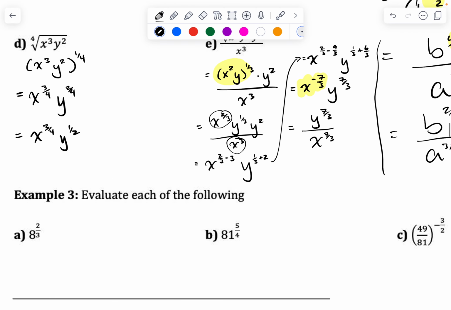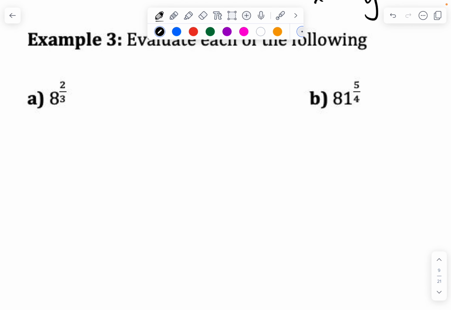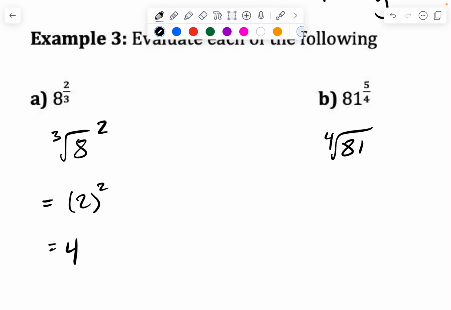All right, let's do some evaluating with these rational exponents. So 8 to the 2 over 3, that means the cube root of 8 squared. So cube root of 8 is 2 squared, which is 4. What about the 4th root of 81 to the power of 5? So the 4th root of 81, I know is 3. And 3 to the power of 5 is 243.